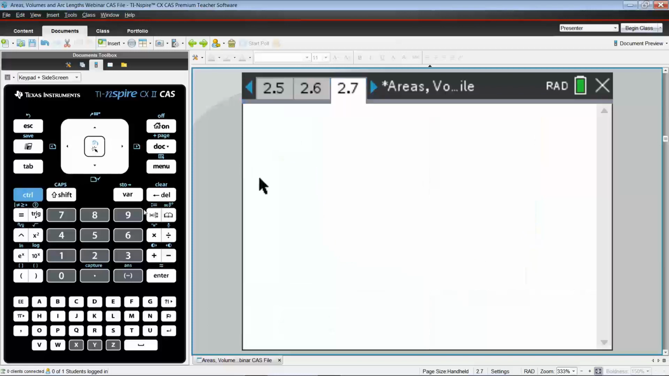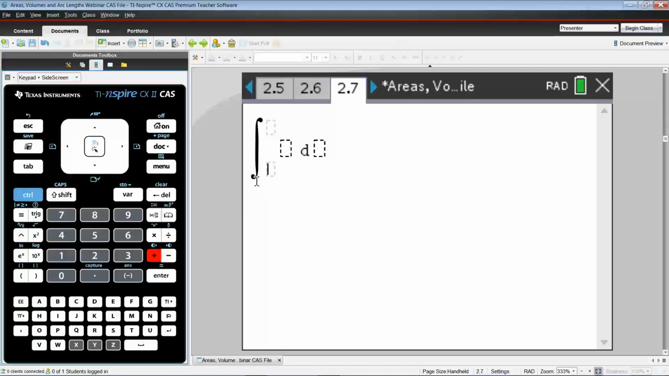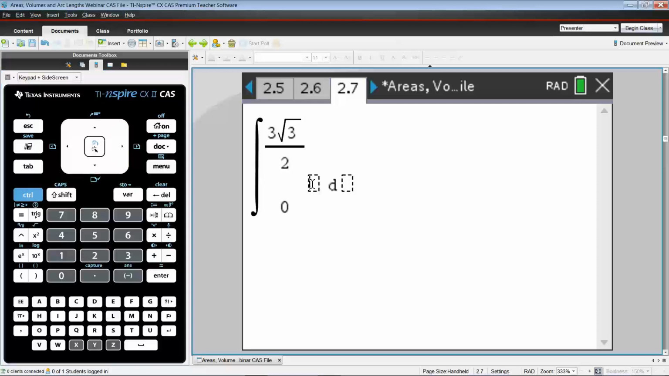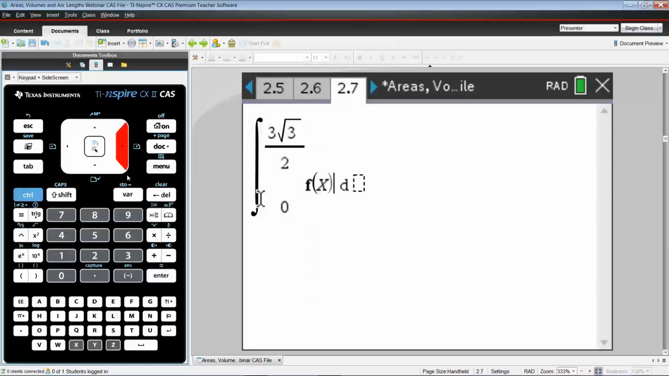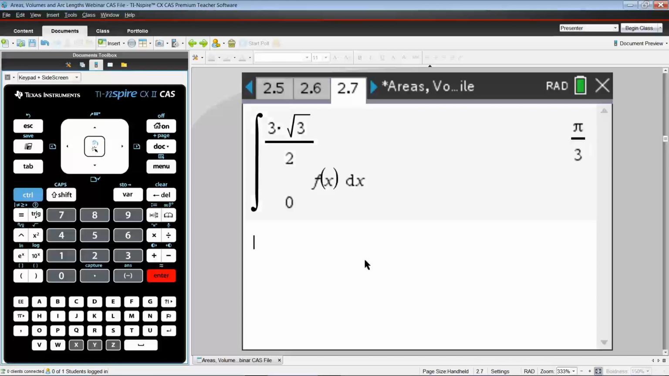What I'm going to do is start by performing an integral. A nice handy shortcut for integrals is Shift plus. So I'm going to press Shift plus, and for the two bounds of integration, the lower x value is 0. Then I'm going to press Tab to go to the upper bound, and put in the fraction 3 square root 3 over 2, and then go to the integrand box. I've already defined the function, so I'm just going to go to var, then f, put x in there, and keep tabbing over until I get dx. Once that's done, I press enter, and I get pi over 3.